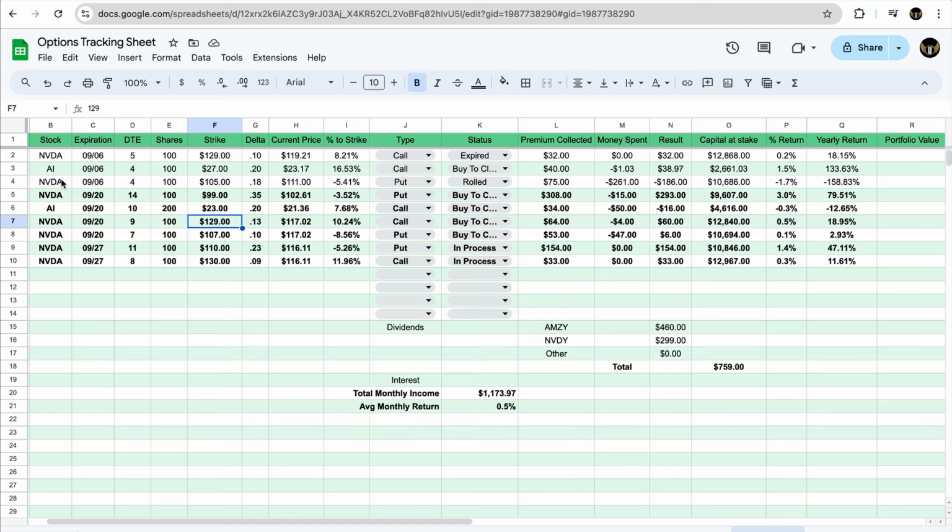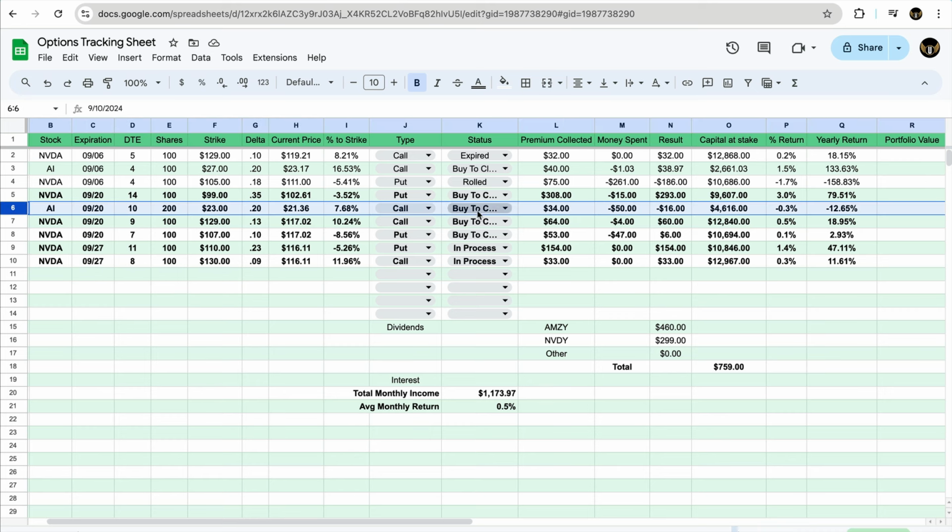I forget where I left off, but I had this NVIDIA put here. I rolled this out. I collected $75. It cost me $261 to buy that back, but because the price action of NVIDIA had dropped quite a bit, I was threatening to go into the money. I didn't want that to happen, so I rolled this down to 99 and out a week, and I was able to collect 308, so it made up for this 261. Ended up buying the close for $15 for this.